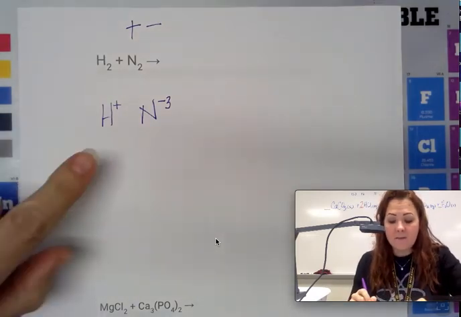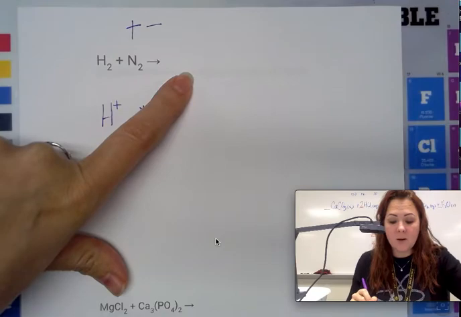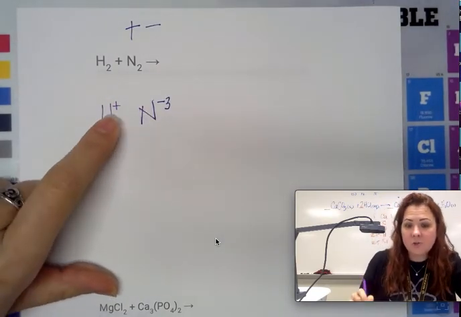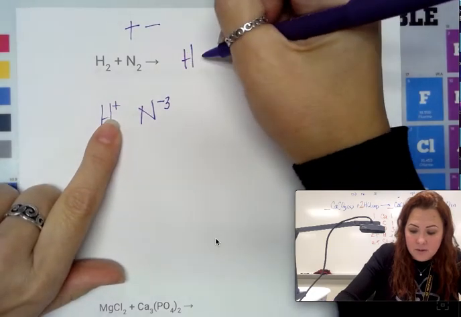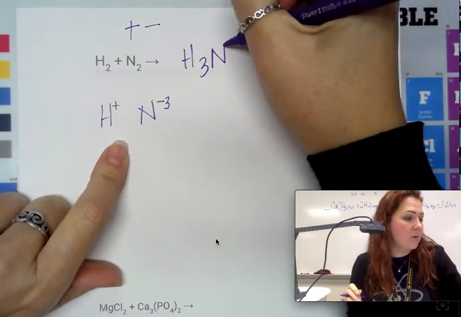So for my final formula over here, I'm going to swap and drop. I have to make sure that my positive charge is first, which it is. So I would have H3N, hydronitric acid.